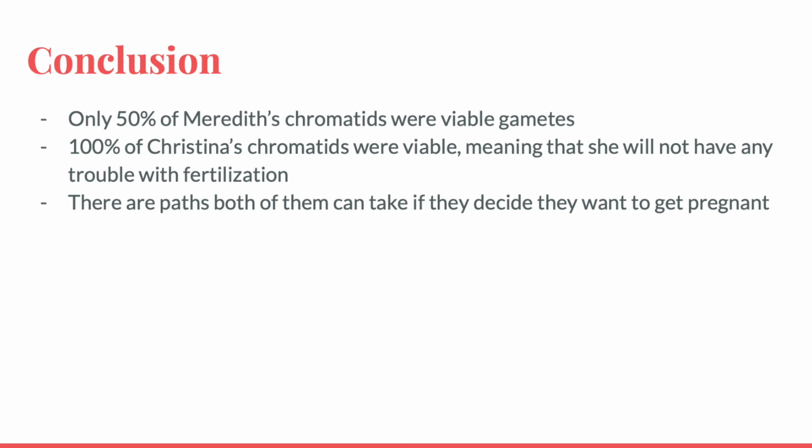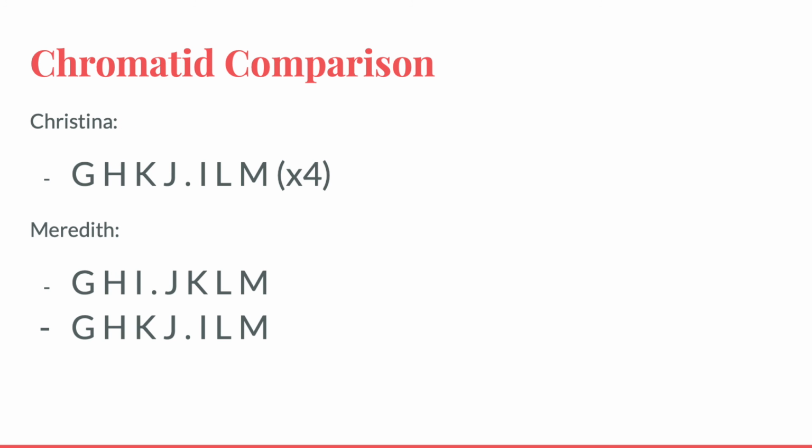Based on the number of viable chromatids between Meredith and Christina, we can see that there is a big difference in fitness between the two, as Christina has many more viable chromatid options than Meredith. She is going to have a much easier time getting pregnant, as all of her chromatids will go on to produce viable gametes, which can lead to offspring.